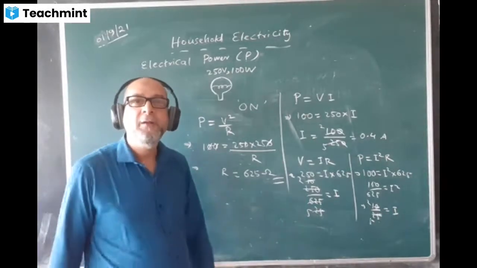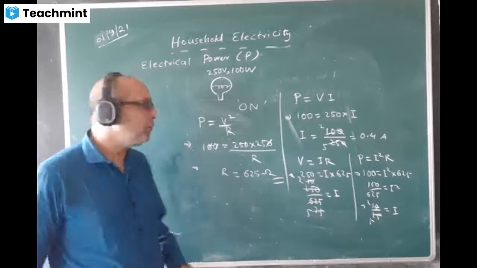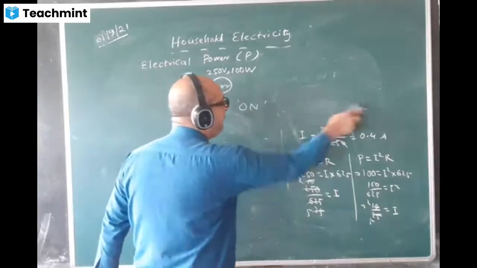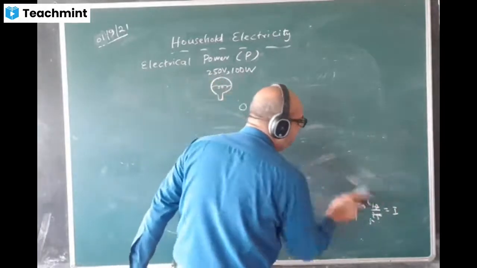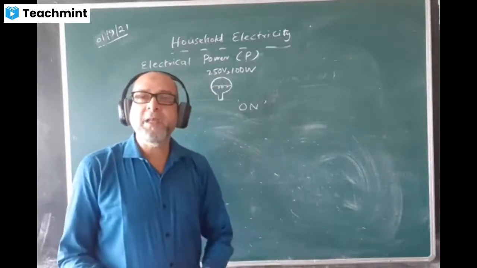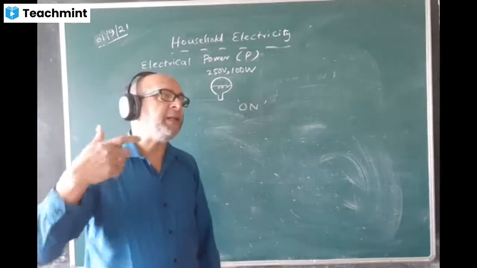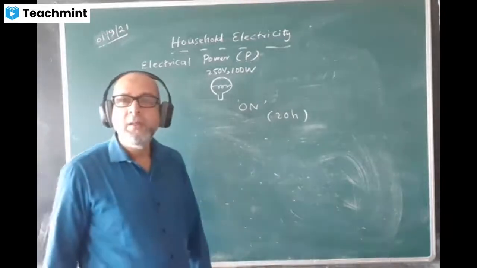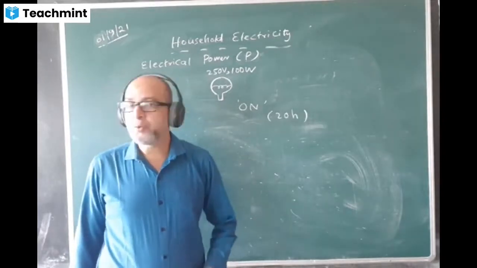Okay, now write down below this. Right below the energy consumed by the bulb in a given time. Energy consumed by the bulb in a given time. Right under in brackets, I just take one example, 20 hours. In a given time, at 20 hours, can be calculated as follows.